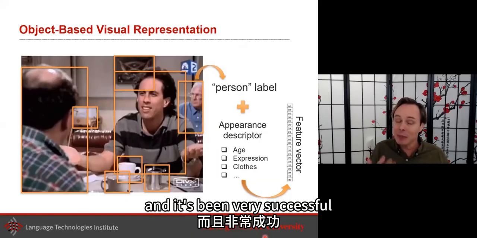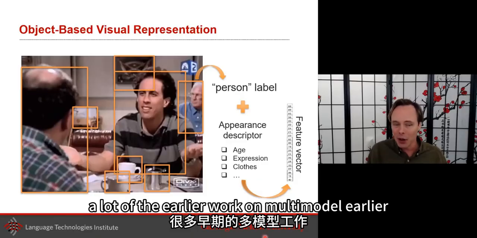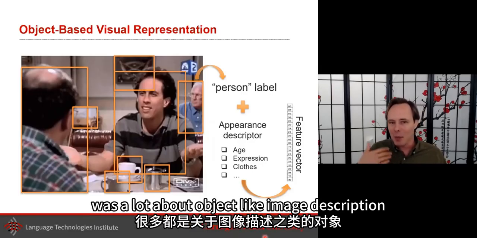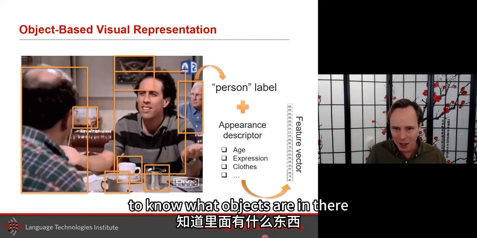This is one way, and it's been very successful because a lot of the earlier work on multimodal, earlier meaning maybe 5 to 10 years ago, was a lot about things like image description, and these would be very useful to know what objects are in there.